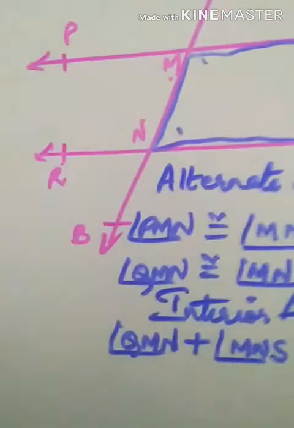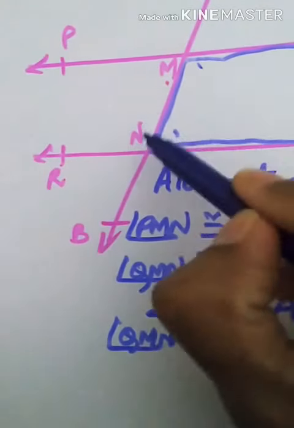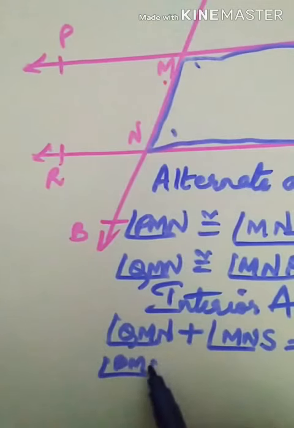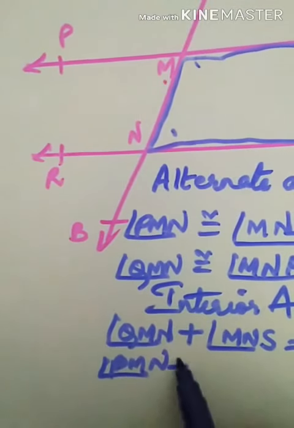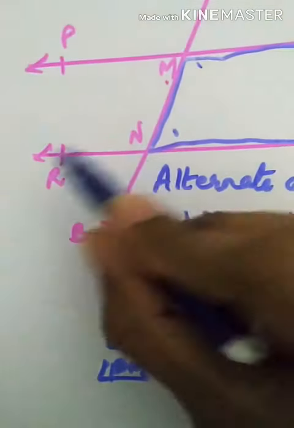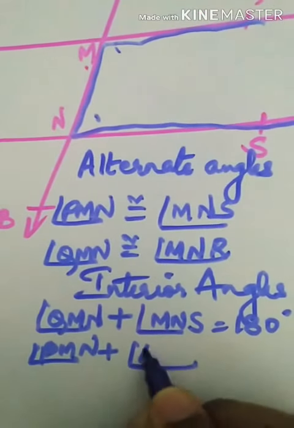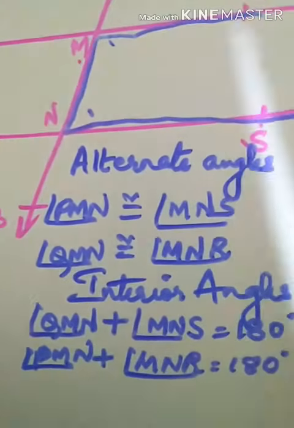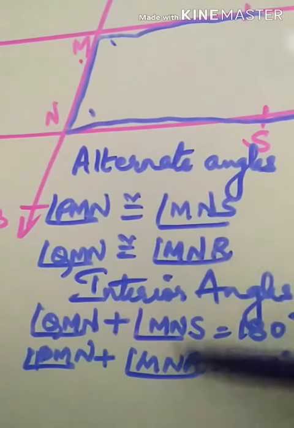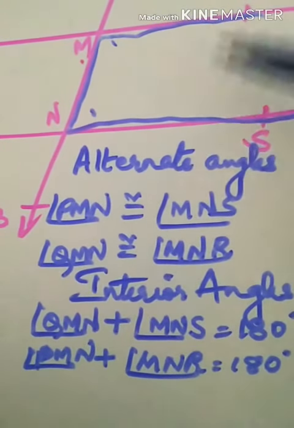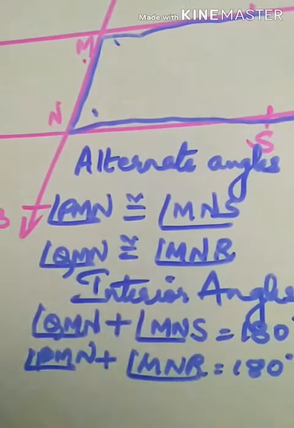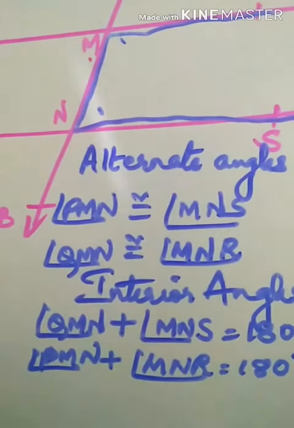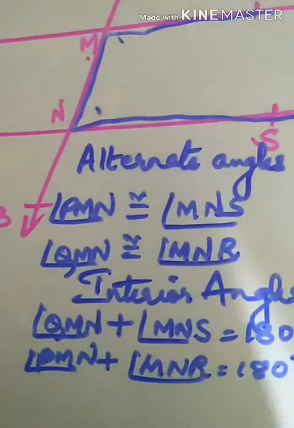Now go to the opposite side, that is angle PMN plus angle MNR is also 180. This all will happen when the lines are parallel. So with all this knowledge, let us now take practice set and solve it. Go to practice set 2.2.